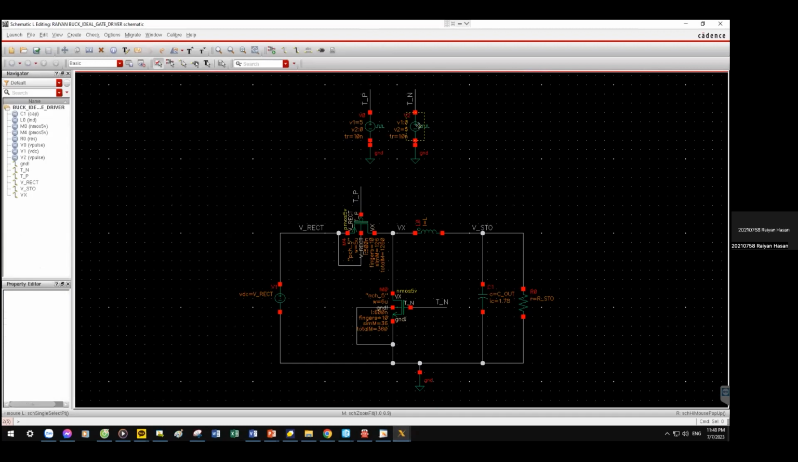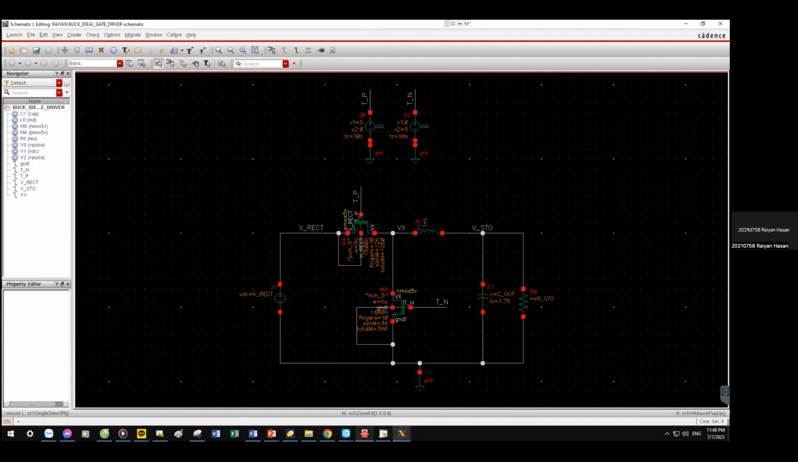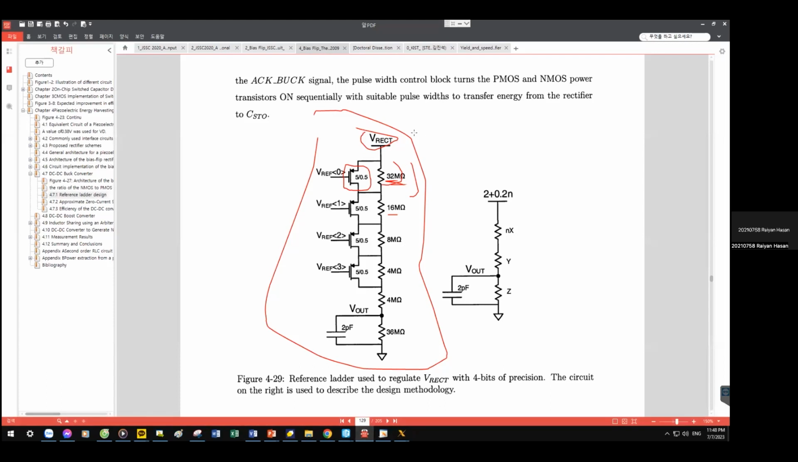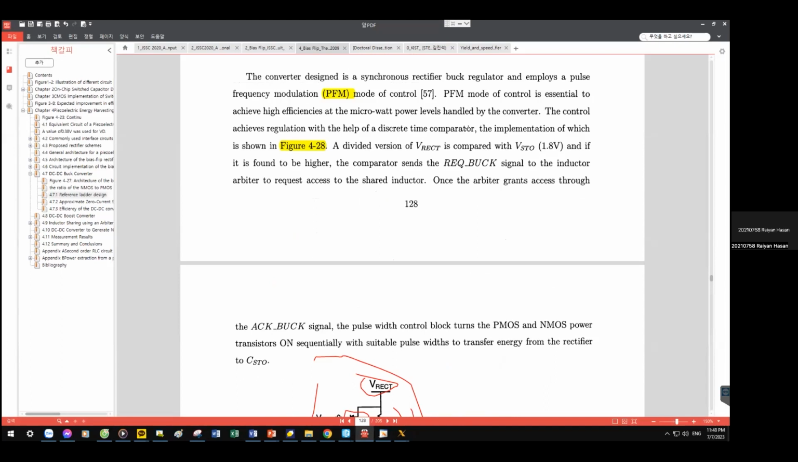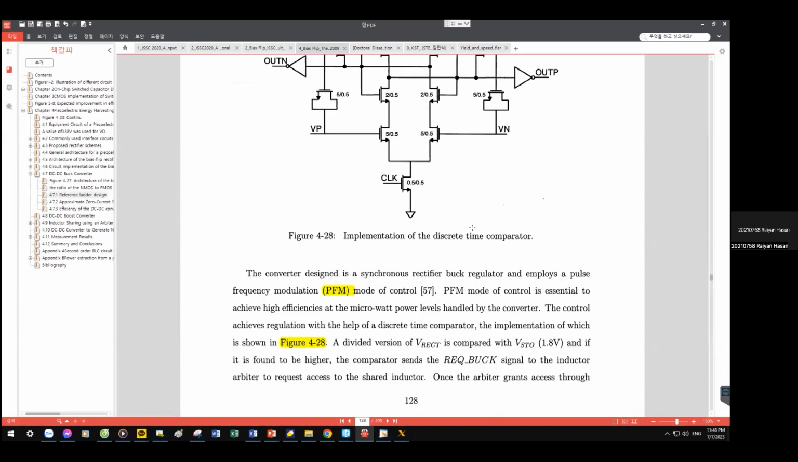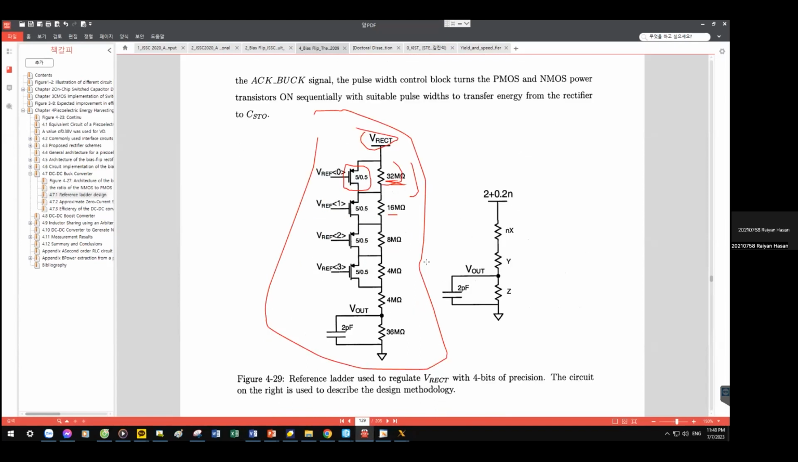In DC, do we need to simulate this or would just making this be enough? You should simulate it. You change the reference voltage, VREF. You change reference voltage and you change VREF.